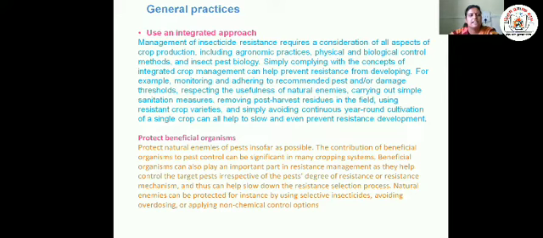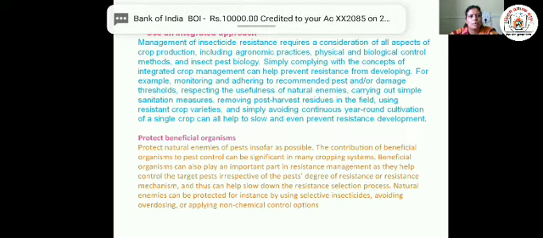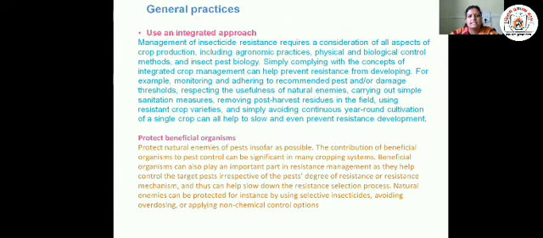This strategy means the management of insecticide resistance requires a consideration of all the aspects of crop production, which include agronomic practices, physical and biological control methods, and insect pest biology. Simply saying, complying with the concepts of integrated crop management can help to prevent resistance from developing.